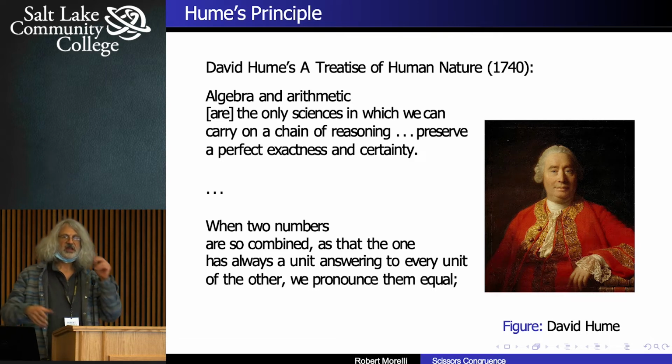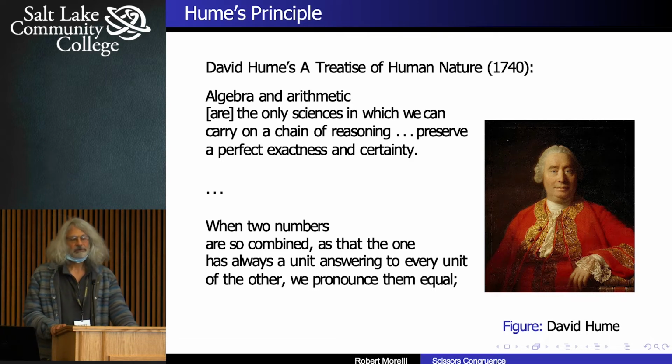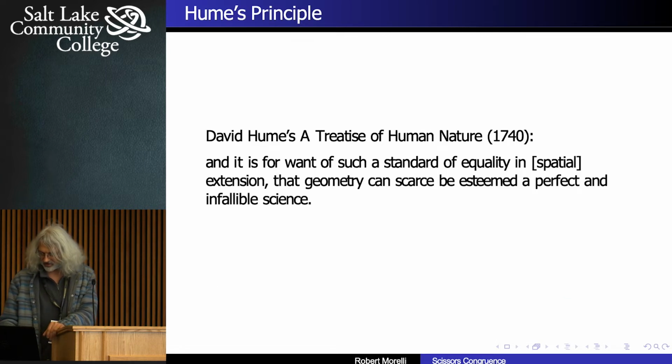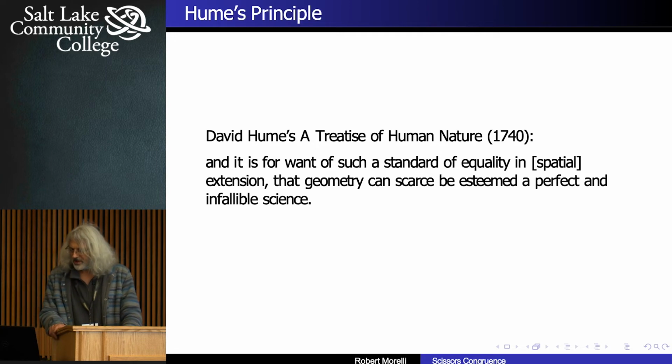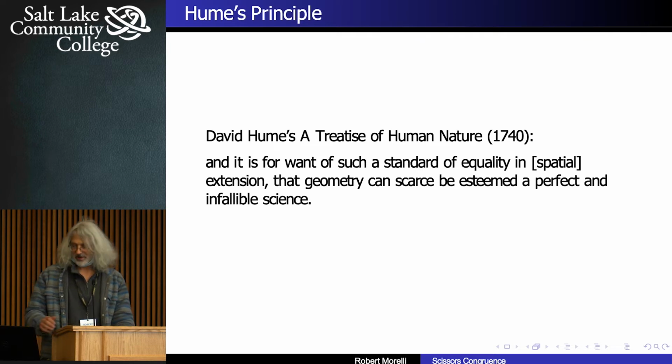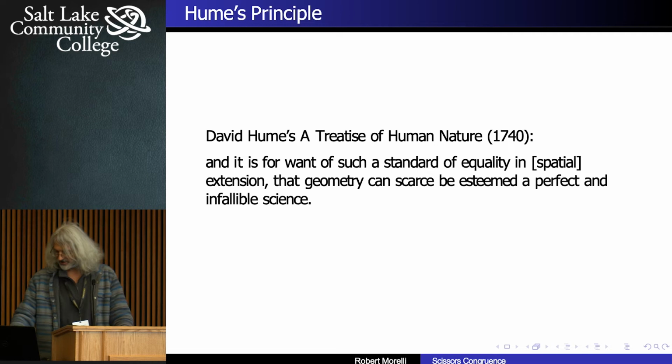So for instance, if you're at a dance, I have a graphic. David Hume goes on to, I think he kind of lost it though at the end of the sentence. You notice we end here on a semicolon, and then he goes on and says, "And it is for want of such a standard of equality in spatial extension that geometry can scarce be esteemed a perfect and infallible science." Well, I have to get my red pen out at some point and put some marks here.